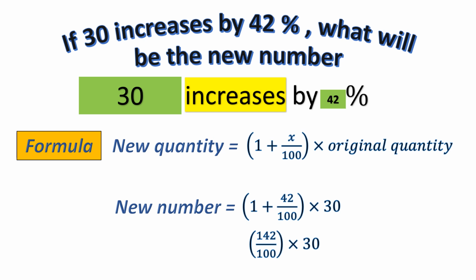Okay, let's do it. If we add the terms in the bracket, we just get 142 by 100. Just do simple fraction addition. And then if we multiply this by 30, let's see what we get. Simply with multiplication and cancellation, we get 426 by 10. Then shift the decimal point, and you get 42.6. So if you increase 30 by 42%, the new number is going to be 42.6.